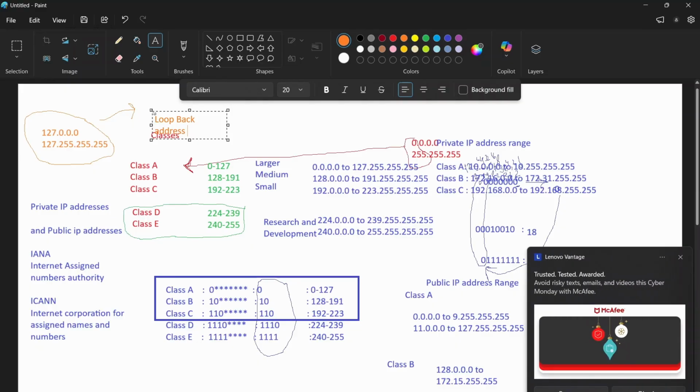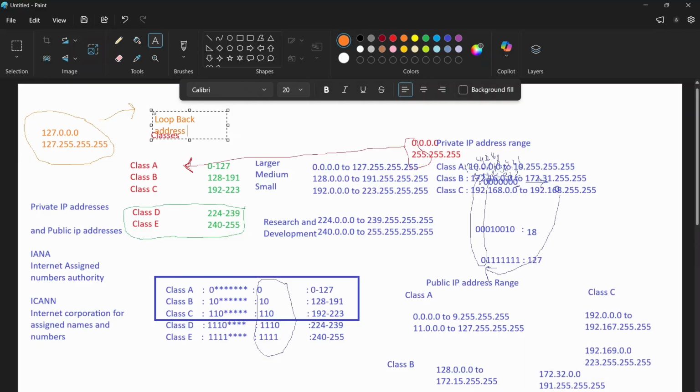If they specifically ask what the 127 IP address range is, then you have to say it's a loopback address. I have seen on multiple websites that they keep only 0 to 126 highlighted and ignore 127, because that's a loopback address. We won't assign that IP address to any system. The loopback address functionality is totally different, and we will discuss it in the upcoming sessions, so don't worry.